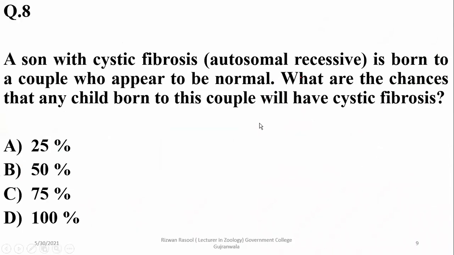A son with cystic fibrosis is born to a couple who appear to be normal. What are the chances that any child born to this couple will have cystic fibrosis? It is simply a case of a monohybrid cross, because the parents appear normal but are heterozygous for that allele. Any child produced by such a couple will have 1 out of 4 chances of being affected, or 1 out of 4 chances of being homozygous recessive, that is 25%.